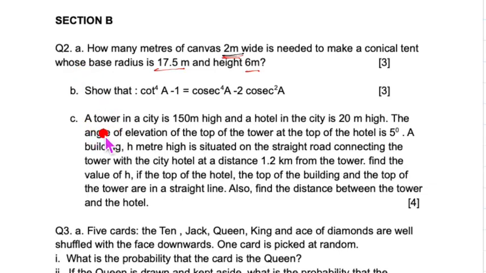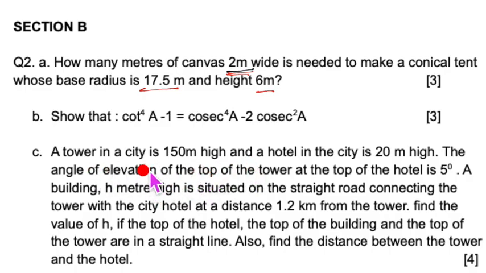Now question 2c. This question has been in some prelim papers. So let's just look at that. It is a little annoying question, but I think it should be okay. A tower in the city 150 meter high and a hotel in the city 20 meter high. The angle of elevation of the top of the tower from the top of the hotel is 5 degrees. A building 8 meter high is situated on the straight road connecting the tower with the city hotel at a distance of 1.2 kilometers from the tower.